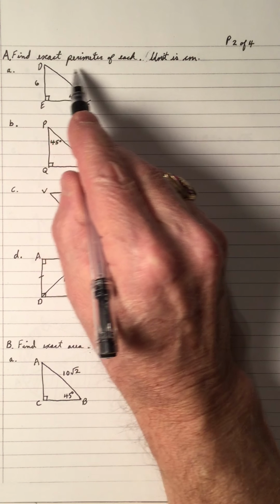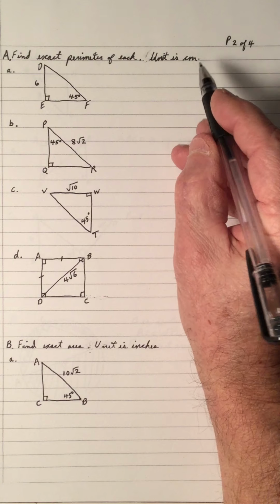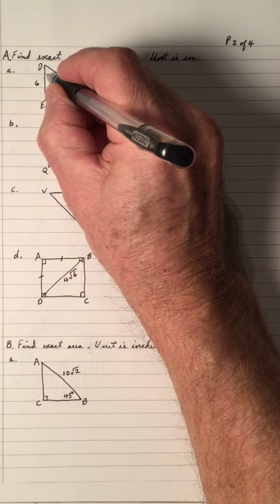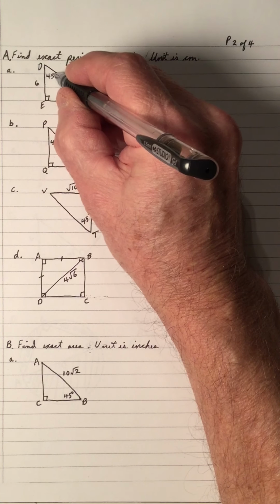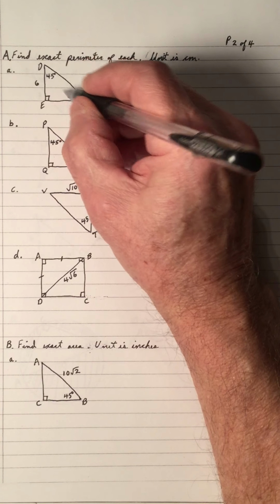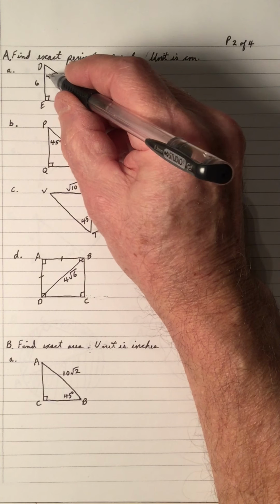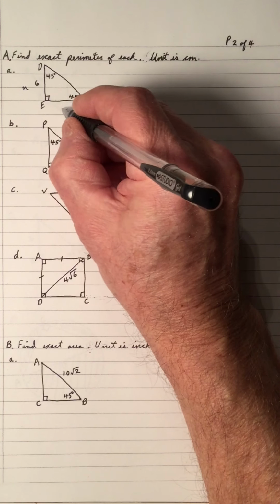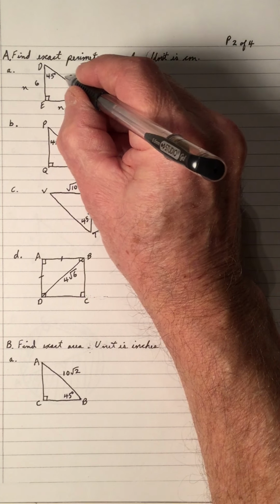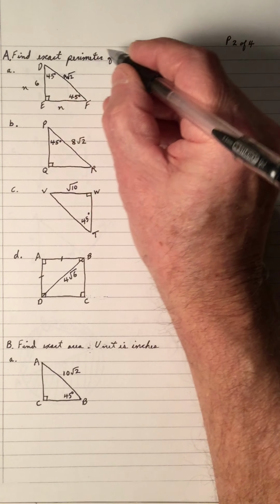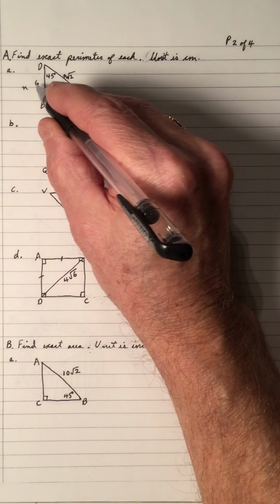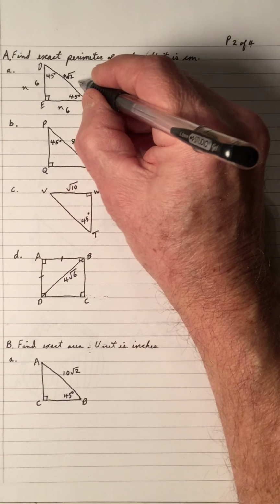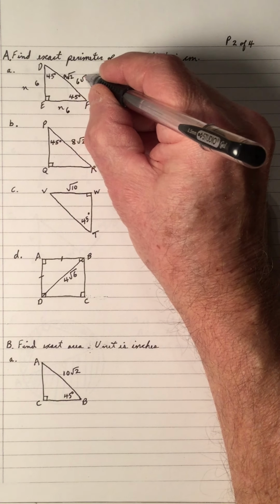A, find the exact perimeter of each. The unit is in centimeters. Again, we have a 45-45-90 right triangle, so this other angle is 45. Adds up to 180, or the complementary angles are 90, and 45 and 45 make 90. Therefore, we have a triangle which is n, n, n root 2. So if this is n, this side is also 6. n is 6, and n root 2 is 6 root 2.